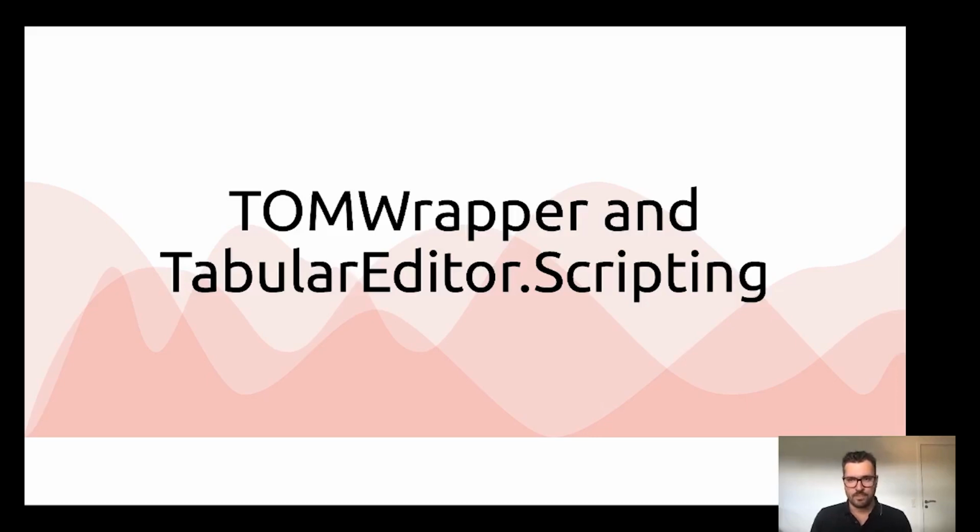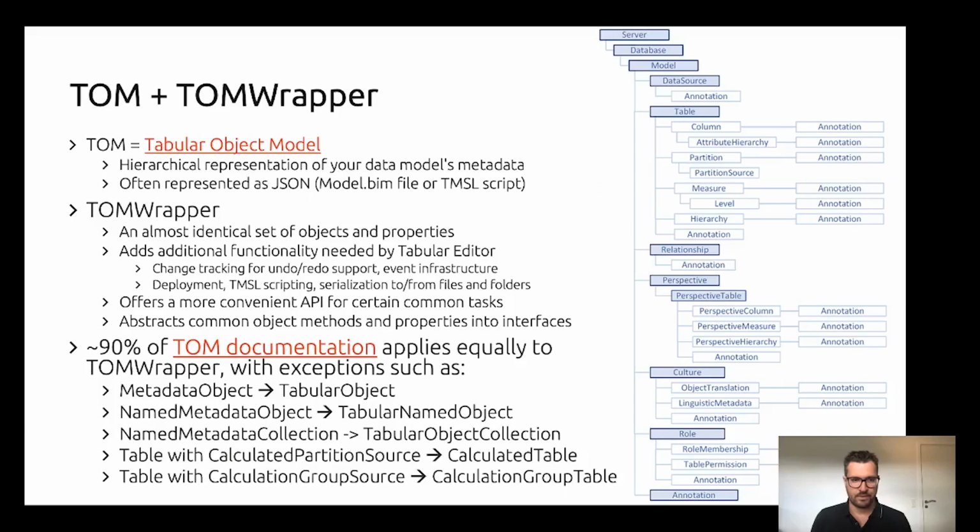All right, so TOM wrapper and the Tabular Editor scripting library. As I mentioned before, Tabular Editor uses both TOM and the TOM wrapper. When you're scripting, you're basically just scripting directly against TOM wrapper, but it's important to know that TOM wrapper, as the name indicates, is a wrapper around the TOM library itself. Now, the TOM library is this hierarchical representation of the data model's metadata. You see the picture here on the right side of the screen, basically indicating how a tabular model looks from a metadata perspective. This hierarchy is normally represented as JSON, at least if you open a model.bin file, or if you take a look at a TMSL script, then you will see a similar structure just represented as JSON. And the TOM is what allows us to manipulate this structure.